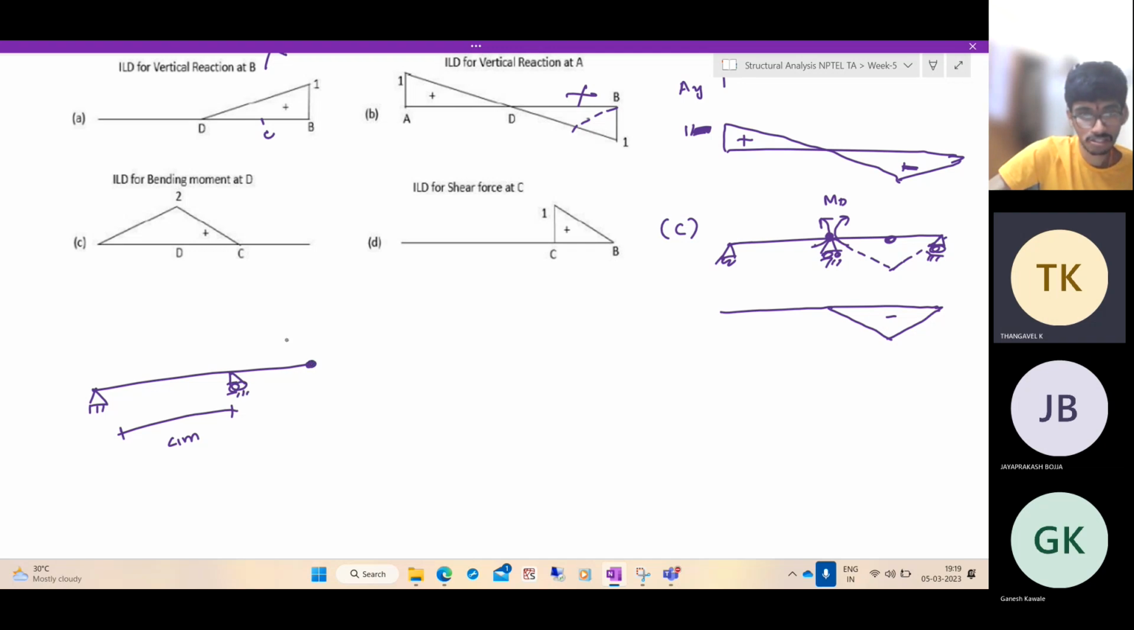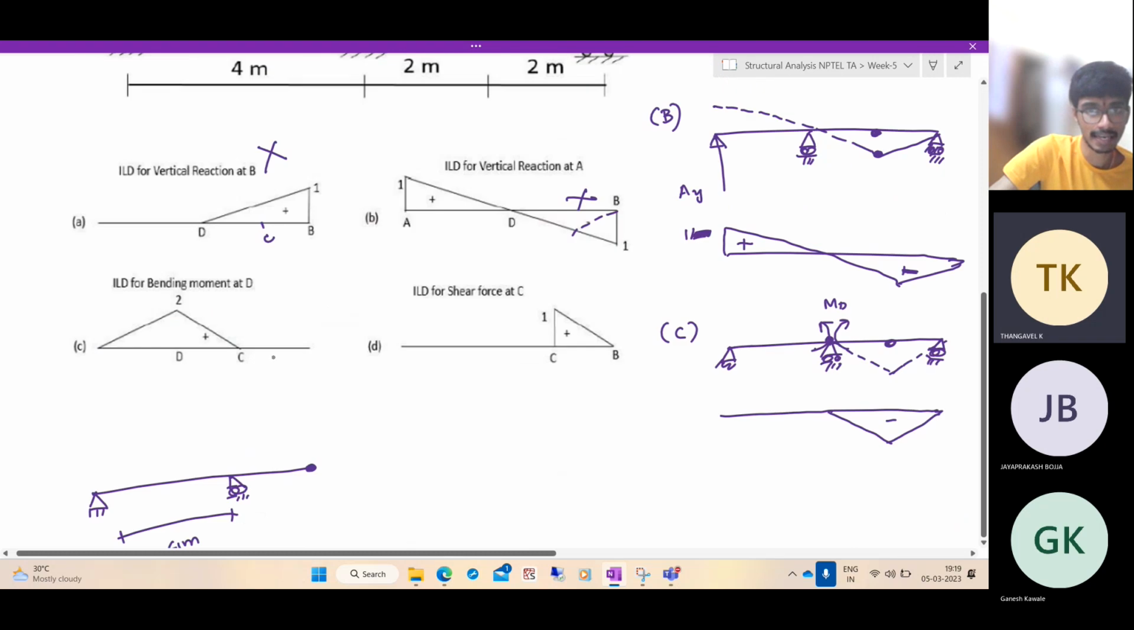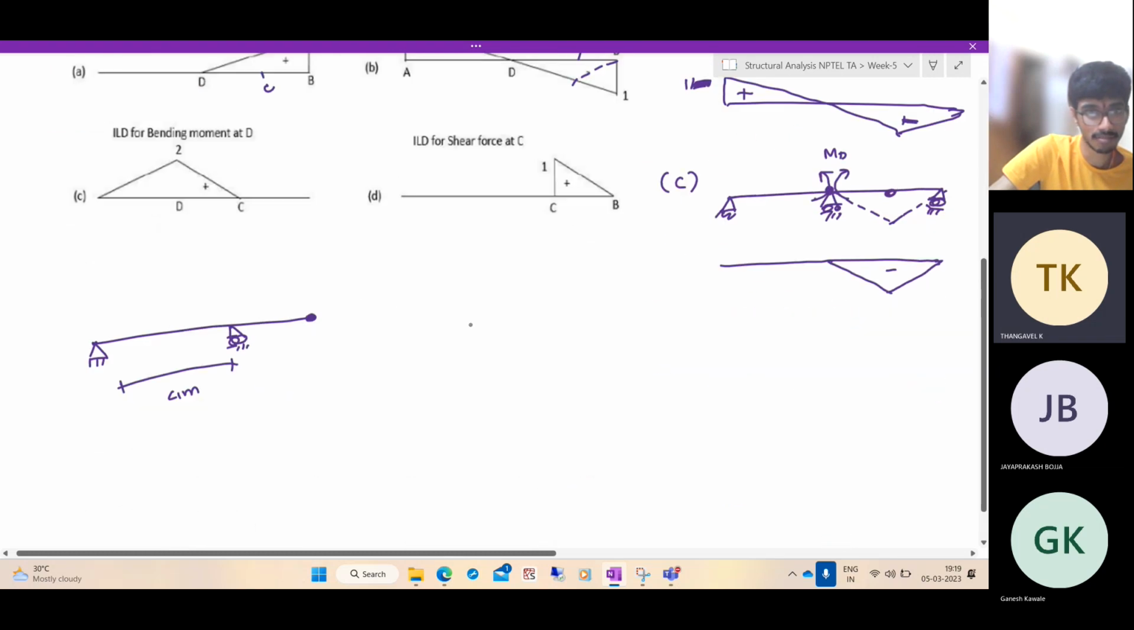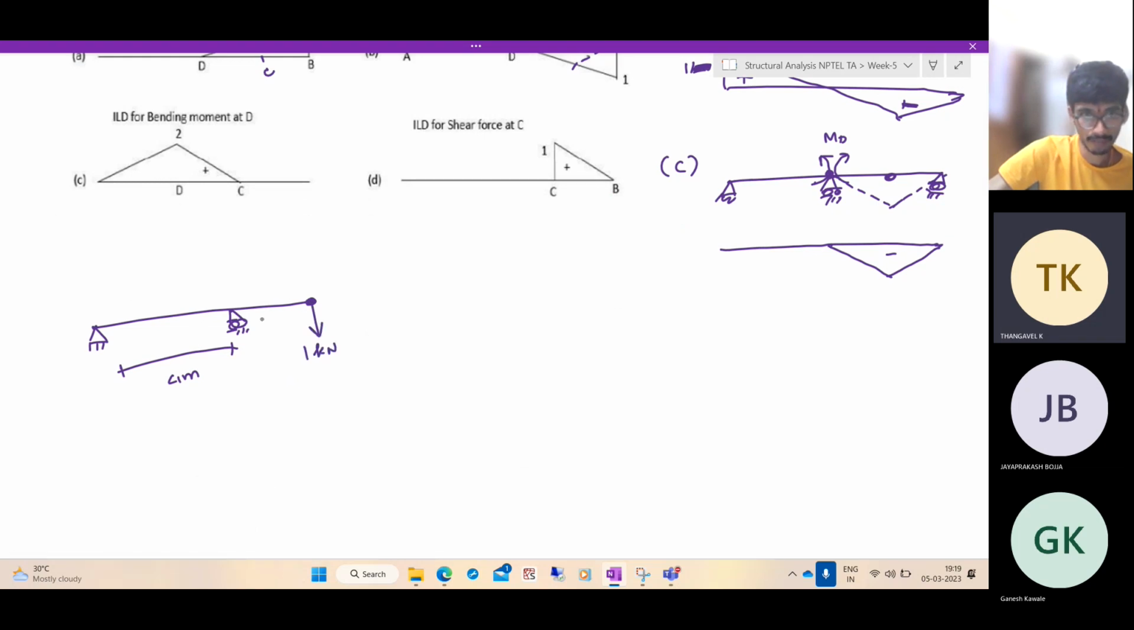Here we have an internal hinge. Right side, it cannot take any force. Why? Because there cannot be any moment here. If there is a force, then there should be a moment here. So right side, it cannot take any force. The entire applied 1 kilonewton comes onto this span. So onto this span, we have 1 kilonewton. This is 4 meters.